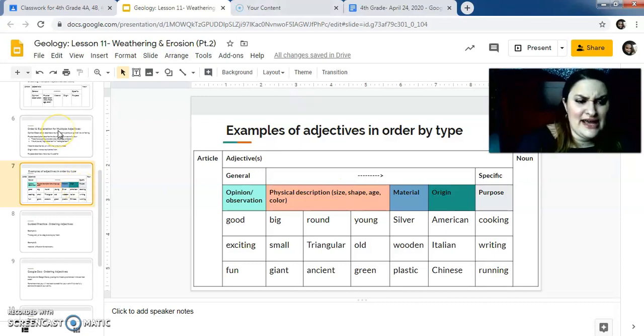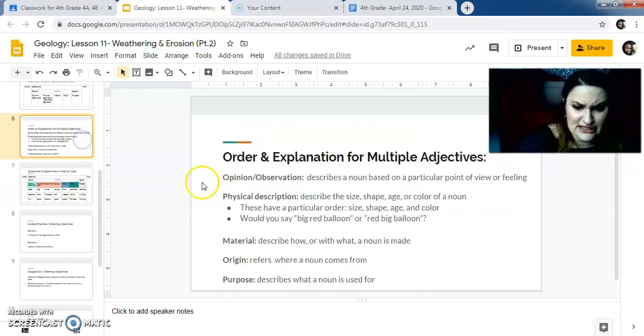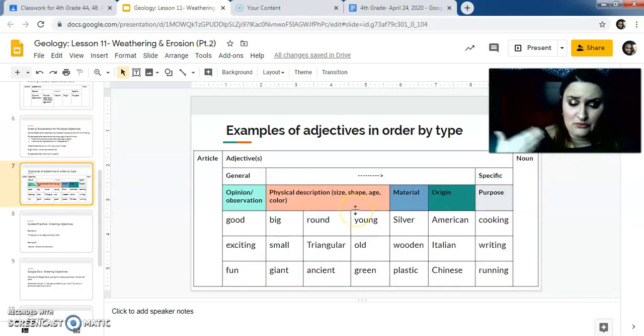All right, so the next one is material. Material is how or with what a noun is made. Remember, we're getting a little more specific now, so we're not just talking about any old object, we're talking about the object that's made of silver, or that is wooden, or that's plastic. So material is whatever that noun is made of or how it's made.